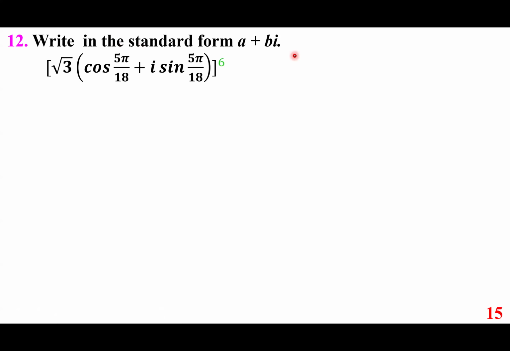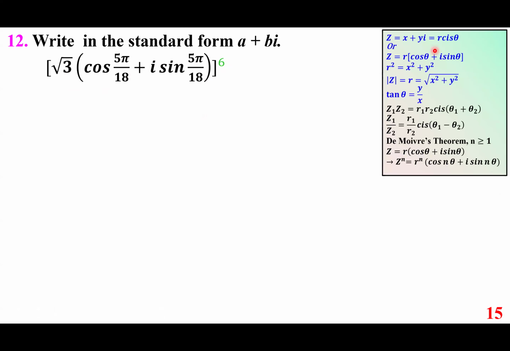Write the standard form, a plus bi, the rectangular form of square root of 3 cosine of 5 pi over 18 plus I sine of 5 pi over 18, when we want to raise it to the power of 6. In other words, how do we raise this to the power of 6? Here's the methodology. We've already discussed the relationship between the two formats, product, and division. Now, how do you raise it to a power?